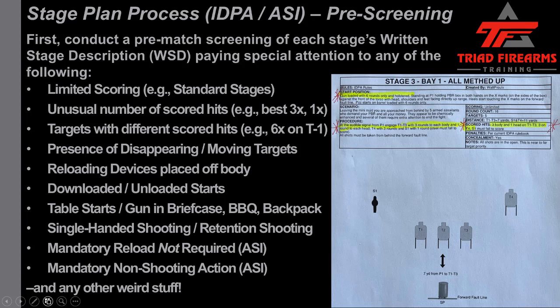Reloading devices placed off body. We want to identify these stages ahead of time as they can pose some interesting questions, like how many reloads? Can you leave what you don't need? Will you need to retrieve the devices and stow back on person? If so, where will you put them? Back in mag pouches, in a pocket, in your waistline? Will you need to reload out of an item like a bucket, off a barrel or table, and so on?